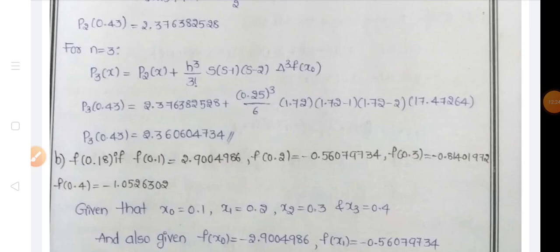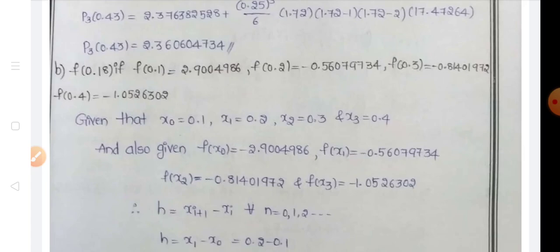Next, find f of 0.18. f of 0.1 is equal to 2.9004986, f of 0.2 is equal to 0.56079734, f of 0.3 is equal to minus 0.81401972, f of 0.4 is equal to minus 1.0526302.